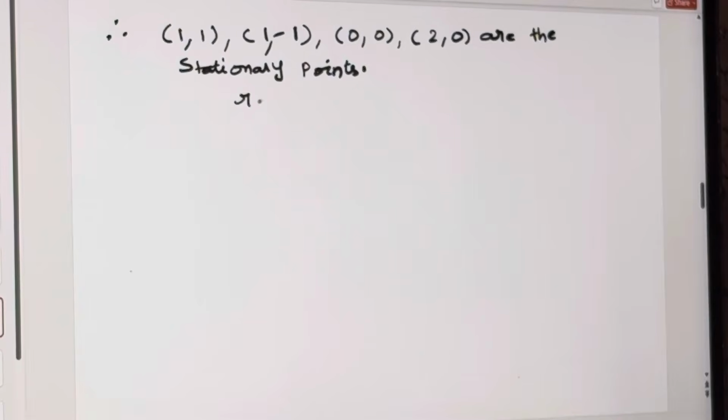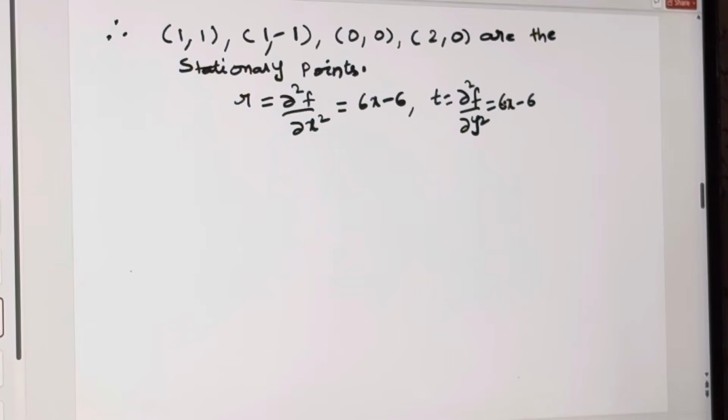So what is r? What is the formula for r? Dou square f upon dou x square is nothing but your r, which is 6x minus 6. Similarly, what is t? t is nothing but dou square f upon dou y square. Again, you got the value as 6x minus 6. Similarly, what is s? s is nothing but dou square f upon dou x dou y. The value which you got is 6y.